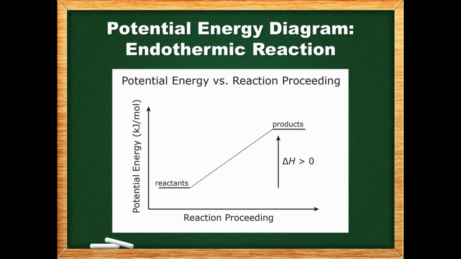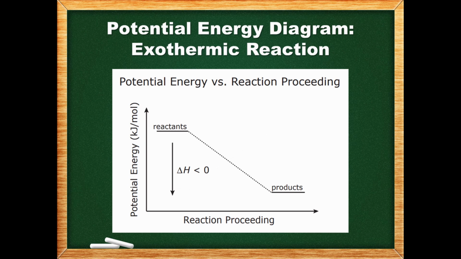Here we can see a potential energy diagram for an endothermic reaction. The horizontal axis is the progress of the reaction, sometimes labeled as the reaction coordinate, and on the vertical axis we have potential energy. As we can see, the potential energy of the products is greater than that of the reactants, so the change in enthalpy is positive or greater than 0. This is the potential energy diagram for an exothermic reaction. The potential energy of the products is less than that of the reactants, as energy has been released. The value of the enthalpy change is negative.